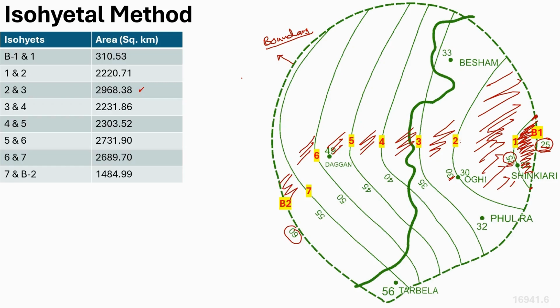These are the average precipitations of all the isohyets in their areas, mentioned here in this table. And if we want to convert the square kilometer into square meters, then we will simply multiply by 10 raised to power 6. Meaning the first area between B1 and 1, if we want to convert kilo, it will be 10 raised to power 6 because it's a square kilo. Kilometer square means 10 raised to power 6 meter square. Again, all the values of area will be 10 raised to power 6.